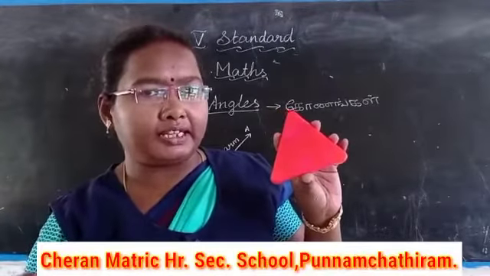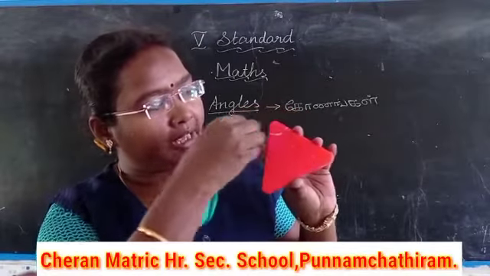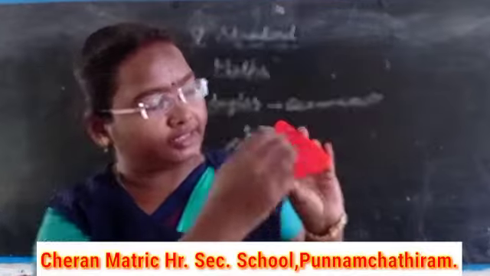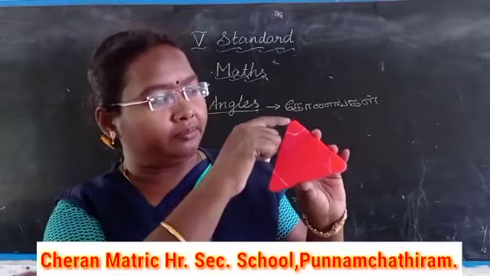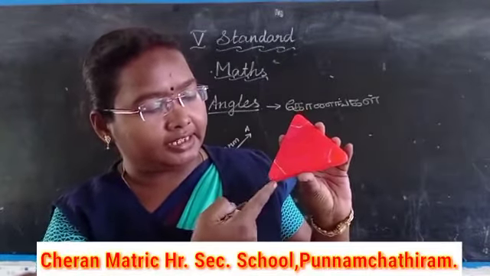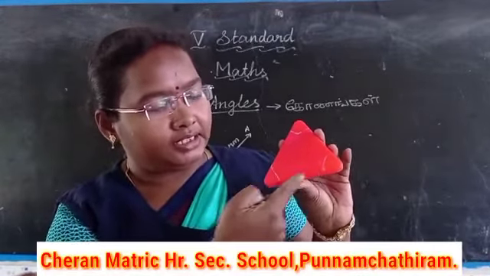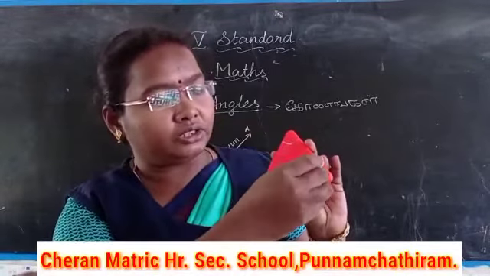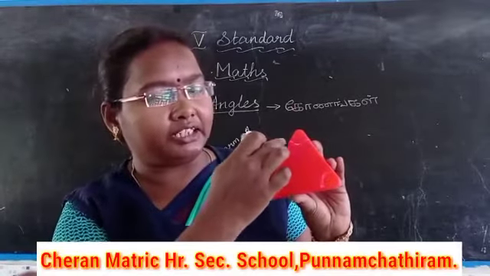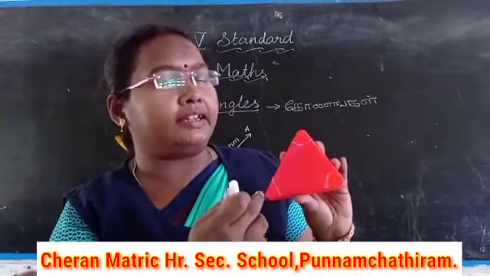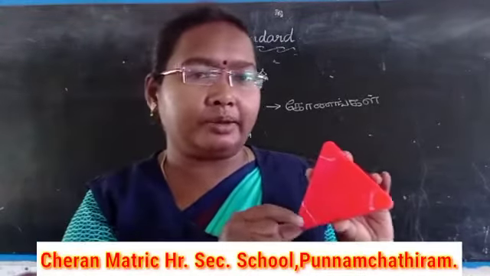Can you identify how many angles are here? Yes, very good. Here they form an angle. Here another angle. Here another angle. So how many angles are here? Three angles. How did you find it? Very simple. This is one line segment. This is another line segment. Both are meeting at this point called the vertex. Here they form an angle. Like that, this is one line segment, this is another line segment, here they form an angle. So how many angles are there in a triangle shape? There are three angles in a triangle shape.